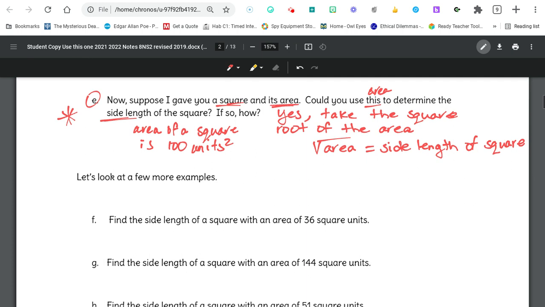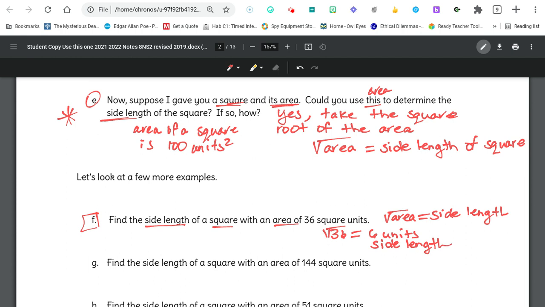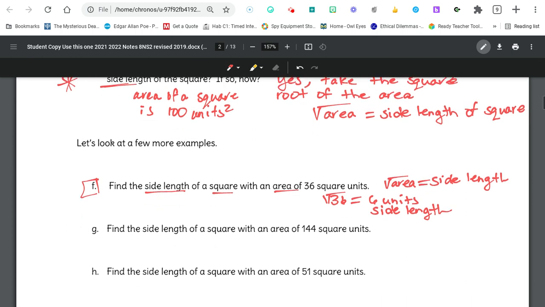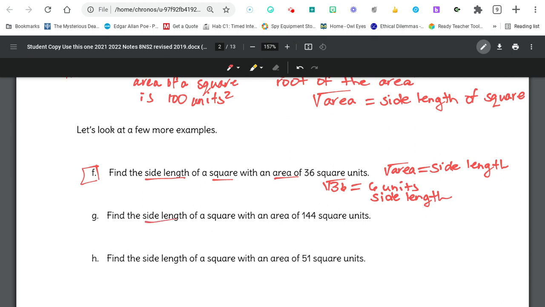So let's look at some examples. Working backwards, it says, find the side length of a square if the area is 36. So I'm going to take the square root of the area to get my side length, guys. Therefore, I'm going to take the square root of 36. The square root of 36 is 6. 6 is my side length, in units. And you can think about it: 6 times 6 is what gives us the area of 36.